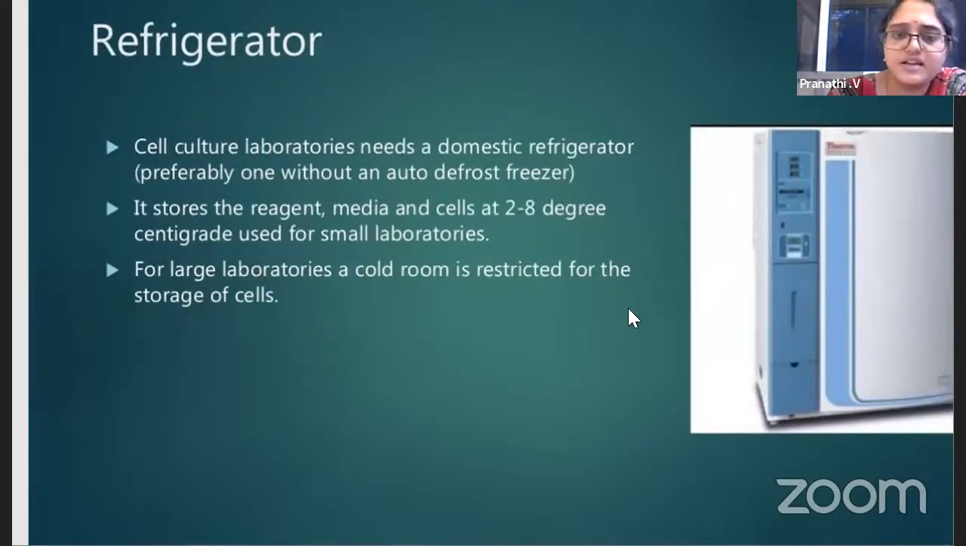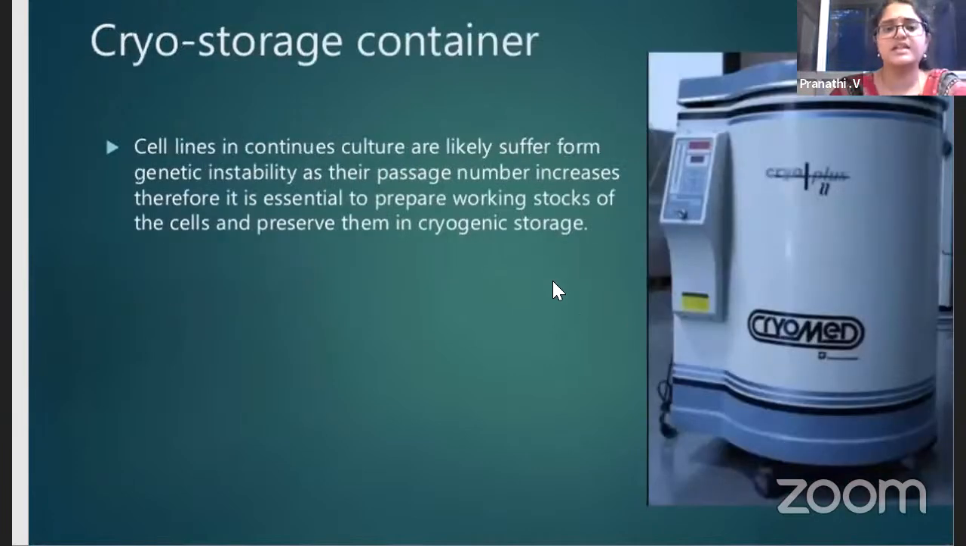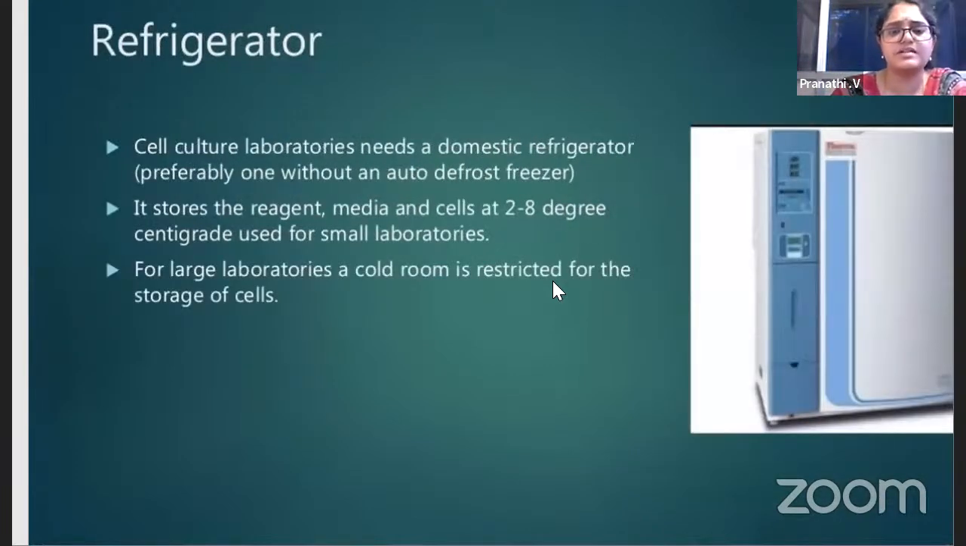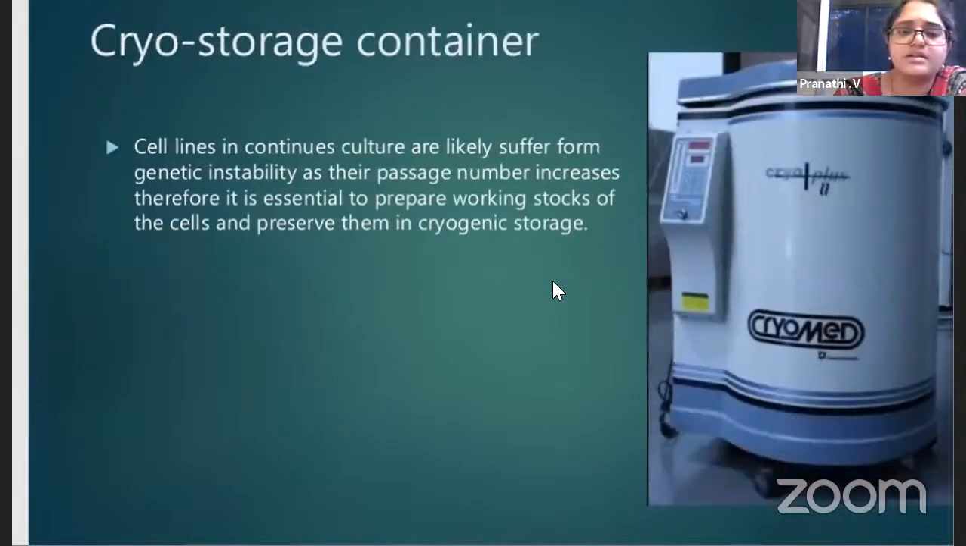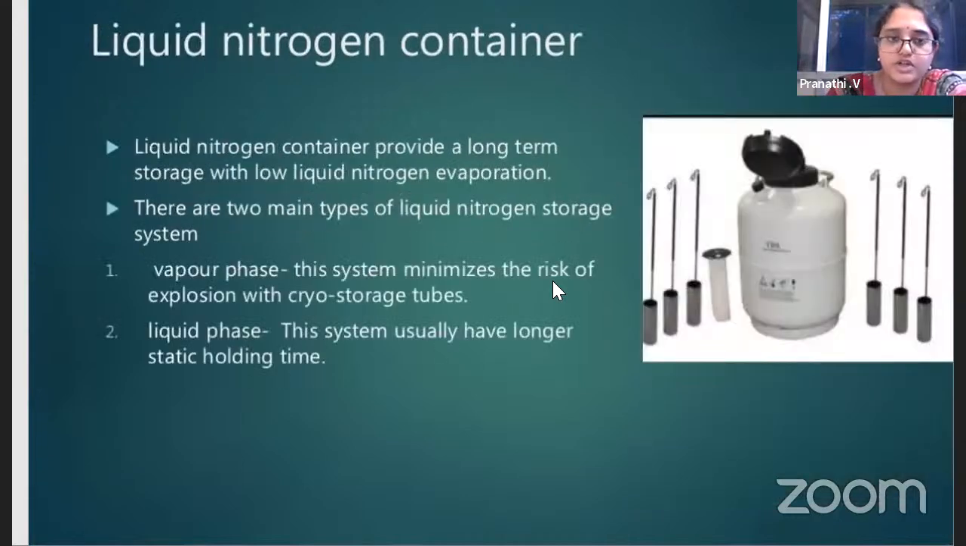Then you have a basic refrigerator also, wherein you store all your cells and reagents and different kinds of chemicals that should be kept cold, maintained at less than 10 degrees Celsius. Then you have cryo storage containers, where cell lines or continuous cell lines are stored. In case of temperature fluctuations, they are going to be destroyed. In that case, what is going to happen is the passage number is affected. So before that takes place, your cell lines should be preserved in a cold storage container.